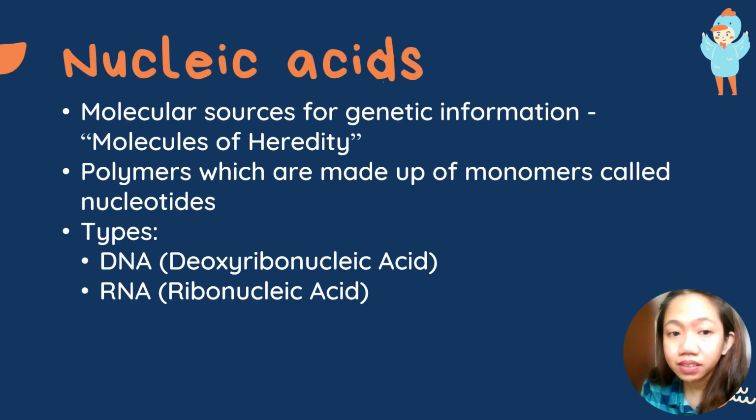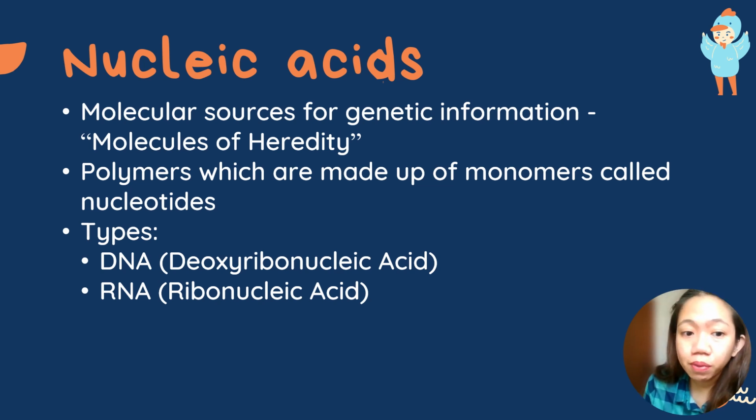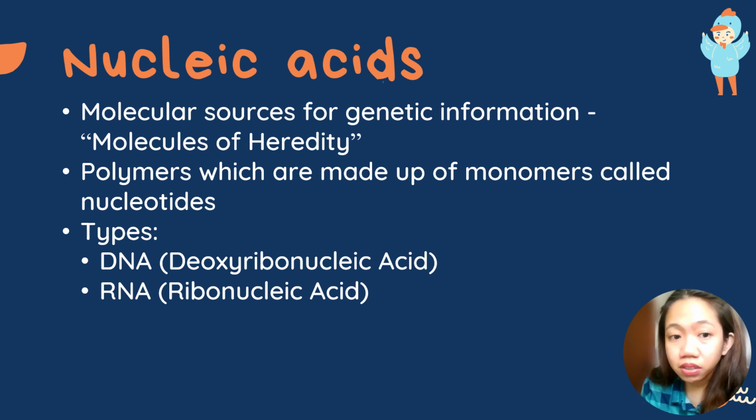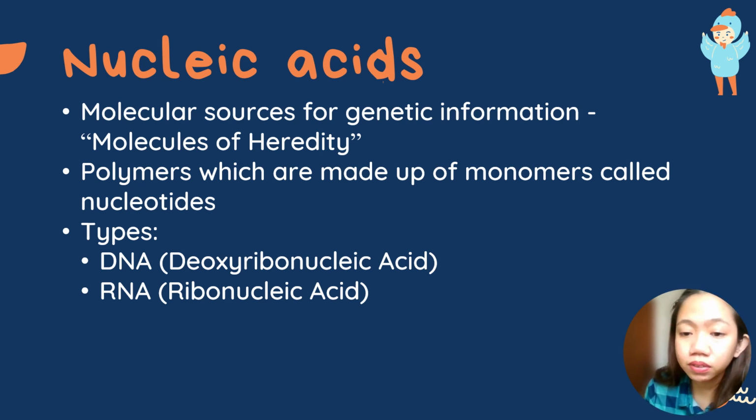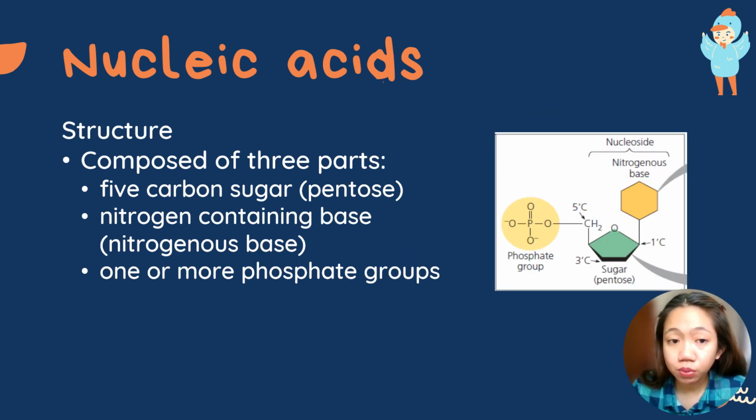Nucleic acids are described as the molecules of heredity because they contain the genetic information within the cells in our bodies in the form of either DNA, deoxyribonucleic acid, or RNA, ribonucleic acid. Nucleic acids are polymers, and they are made up of simpler monomers called nucleotides. There are different types of nucleic acids, but nucleic acids have three basic components.